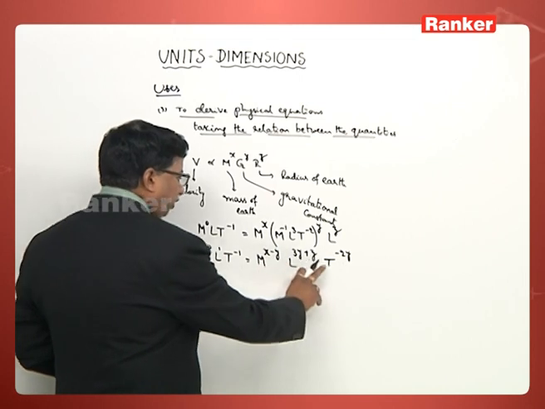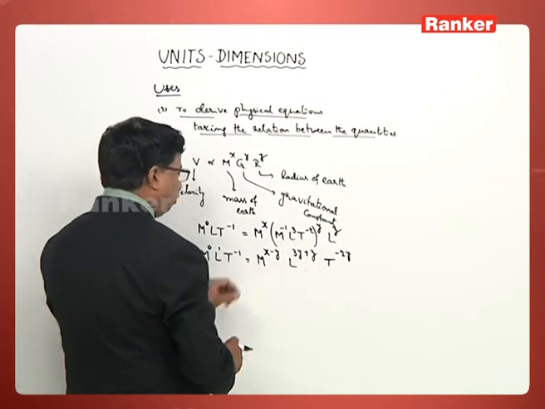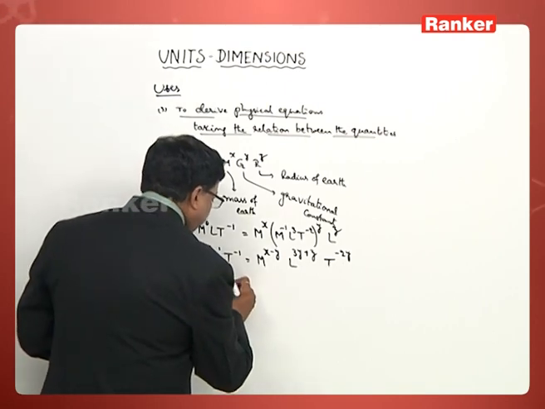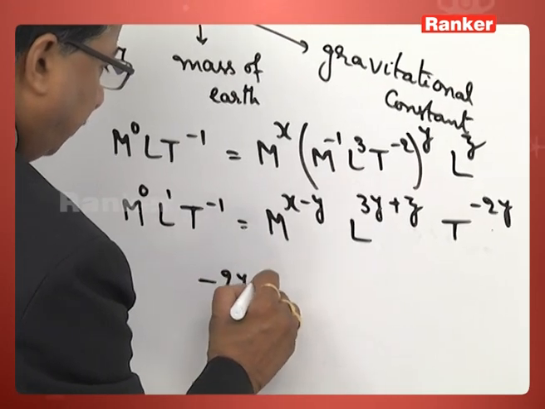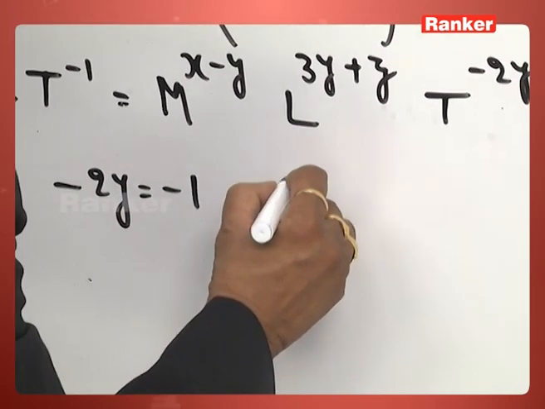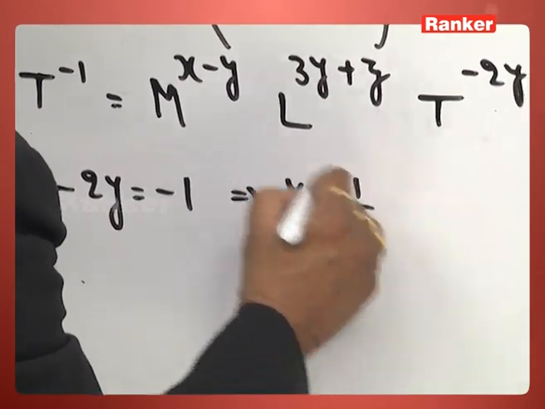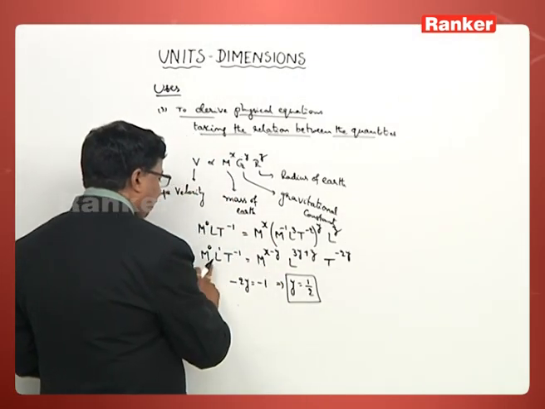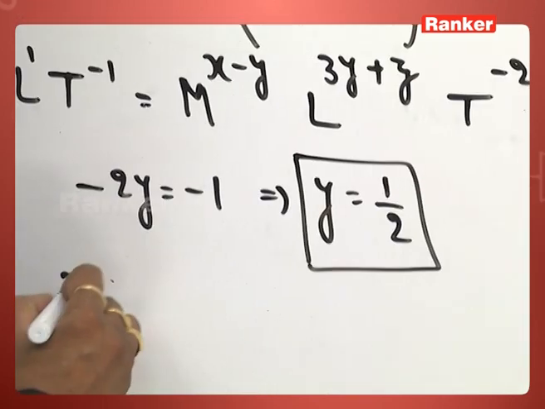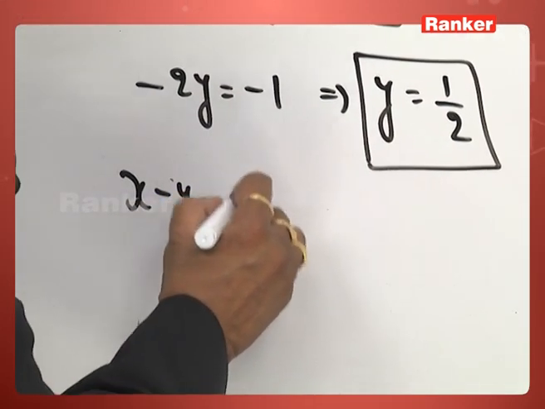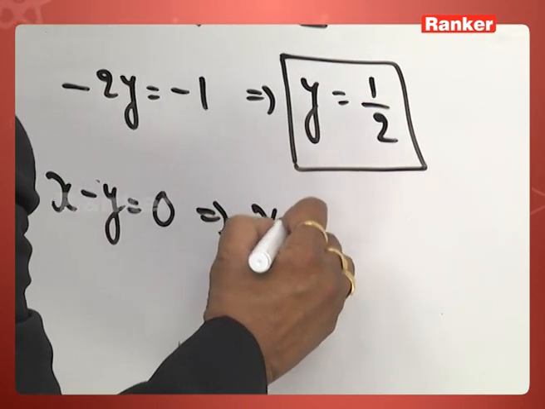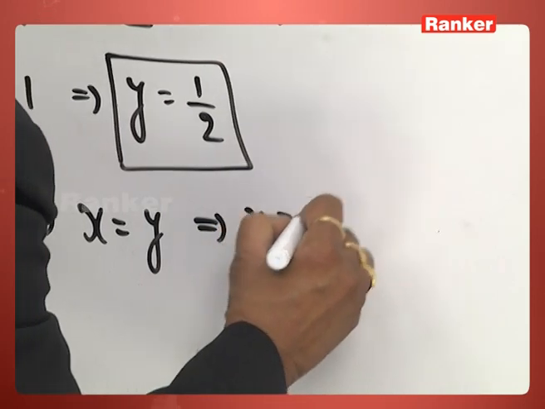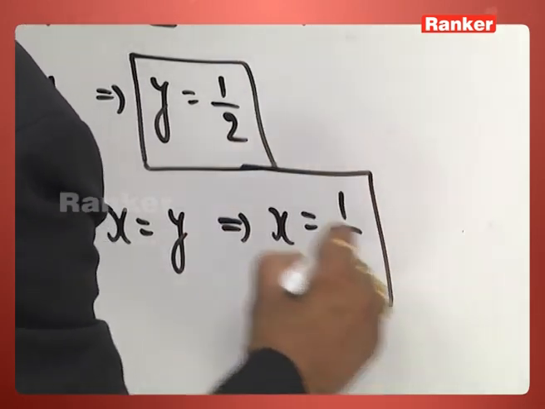Now, let us first of all equate the powers of time, so that we will be getting one value, that is y. So, you can write minus 2y is equal to minus 1, then y becomes half. Now, let us equate the powers of M this time. x minus y is equal to 0, that implies x is equal to y, that implies x also is going to be half again.